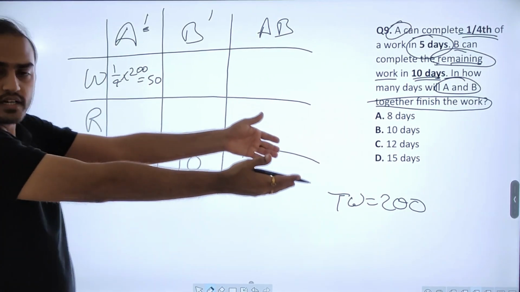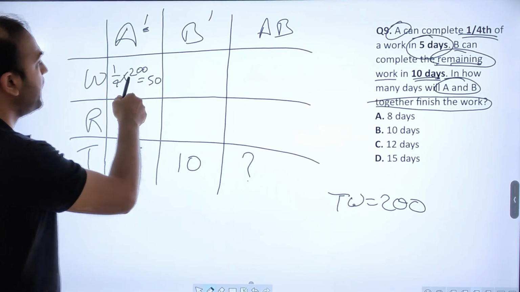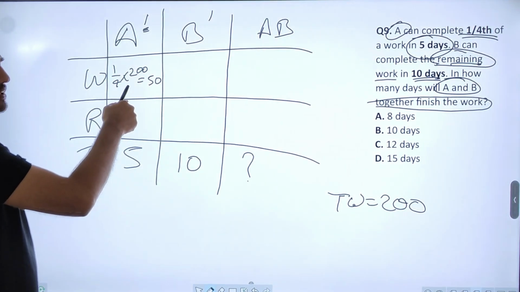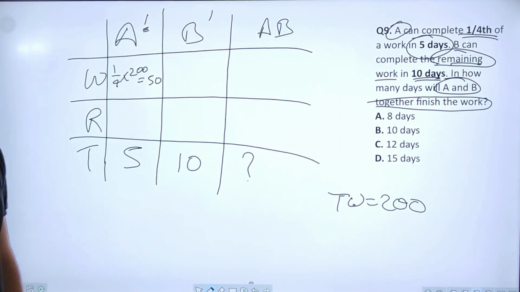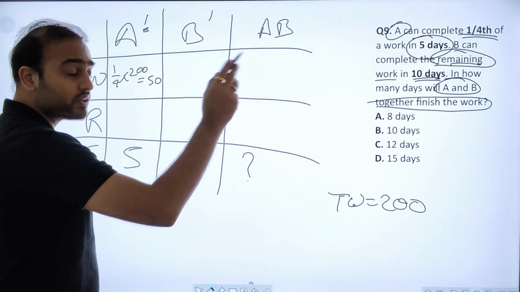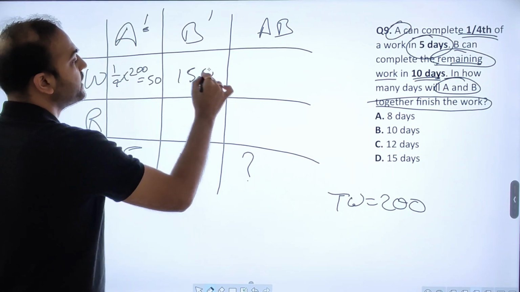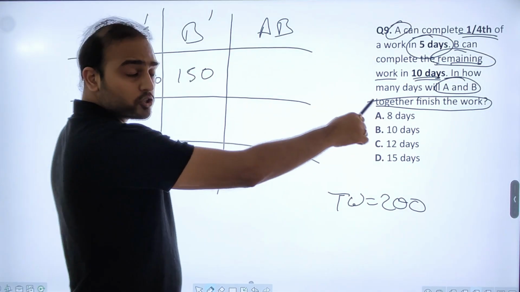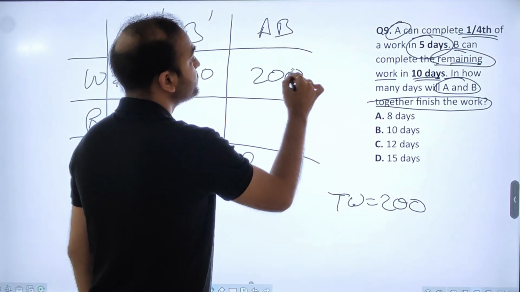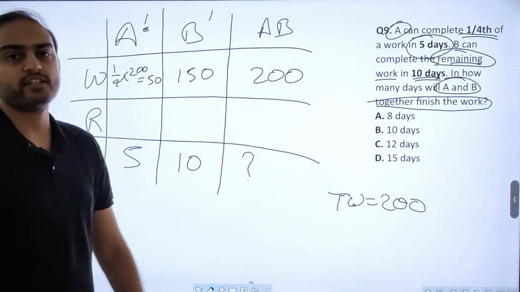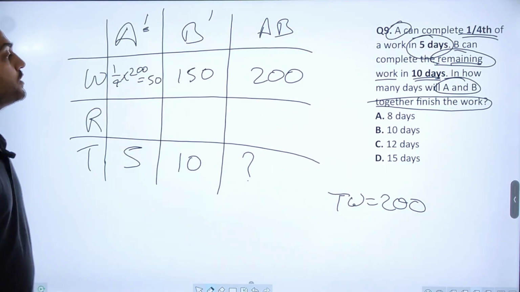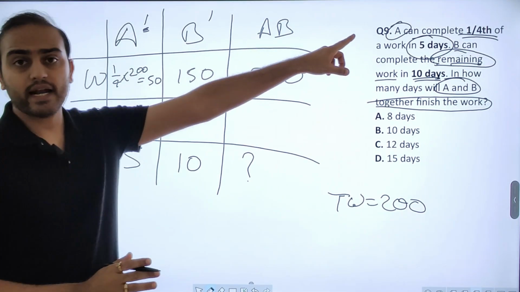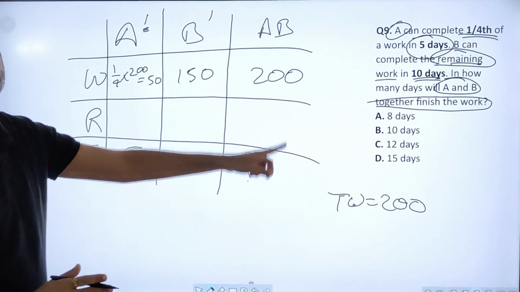So again, there are 200 chocolates in total. A is eating 1/4 of it. So A is eating 50 chocolates. B is doing the remaining work. So B is coming and eating the remaining 150 chocolates. Okay. When they work together, they are supposed to finish the whole work, that is 200 chocolates. So be very mindful of the work that is given and take the values accordingly.